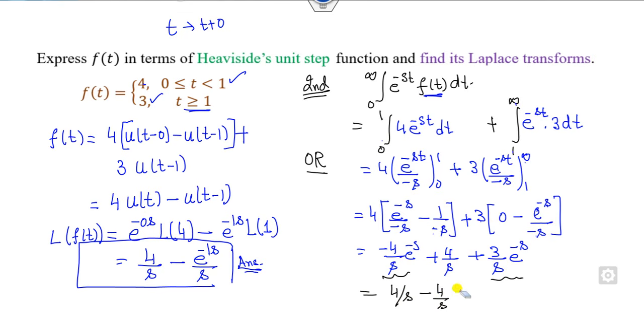If I solve this expression, you will get the final answer same as here. 4 minus 3 is 1, so it's 1 over s e raised to power minus 1. So you can see both the answers are the same. Either you can apply the definition or use the unit step function, and this is always easier.